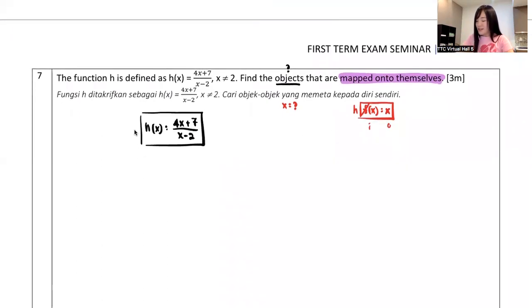Guys, maybe you ask me, teacher, can I reverse the sequence? Of course can. Who cares? It's the same thing. Like 2 equals 3, 3 equals 2, same thing. Who cares who is left, right? Okay. So now the h(x) equation, you can sub inside. So h(x) is actually equivalent to x.